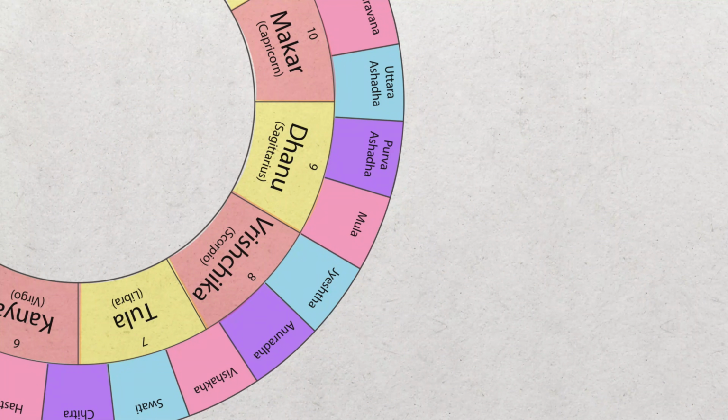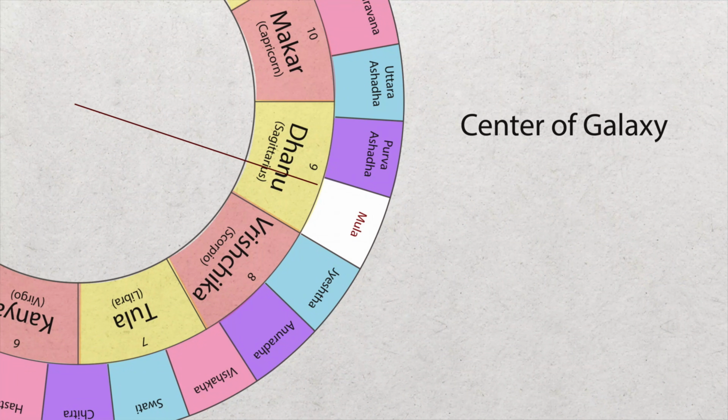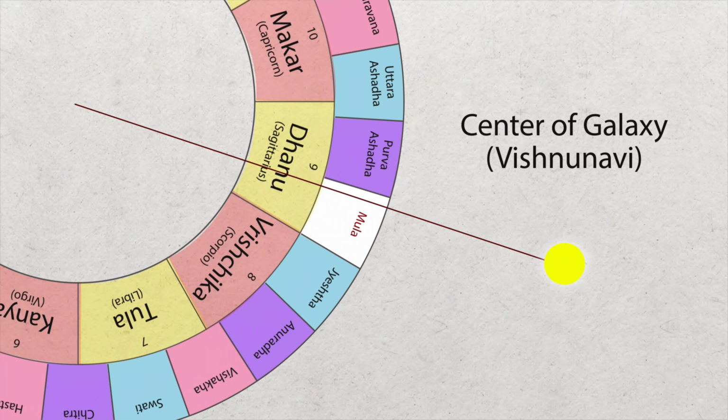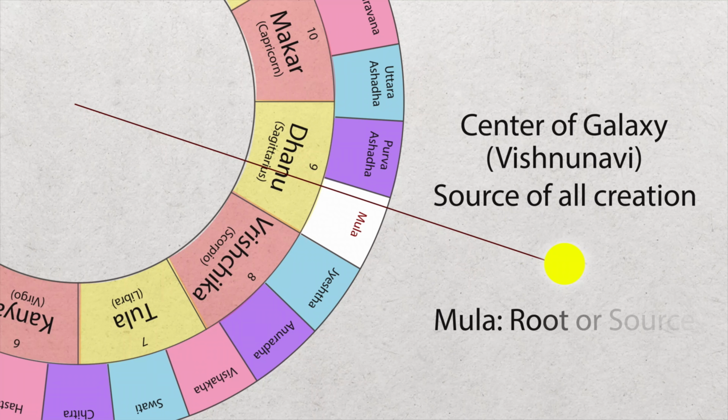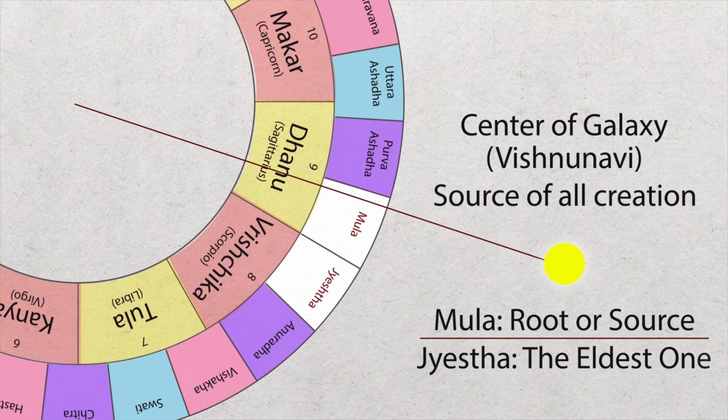Notice that the 19th nakshatra is named Mula because the center of the galaxy lies in this nakshatra. The center of the galaxy is called Vishnu Navi in Vedic terms and it is the source of all creation. The word Mool also means root or source. And if we count from there, the last nakshatra is the 18th nakshatra, which is called Jeshtha, which means the eldest one.